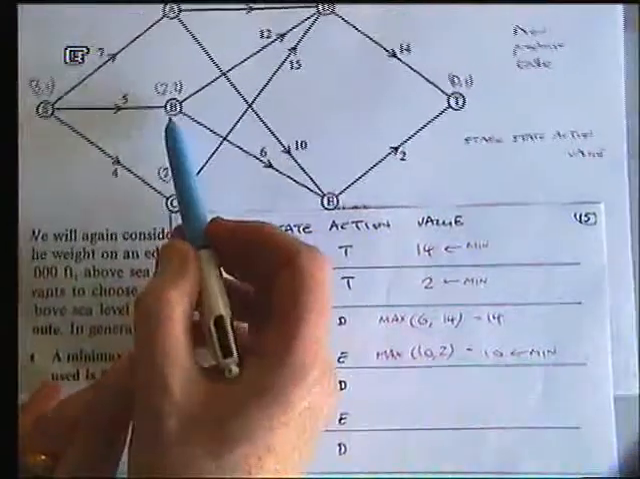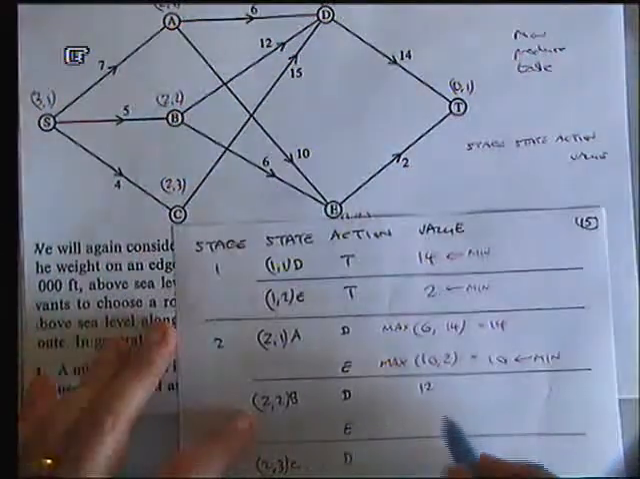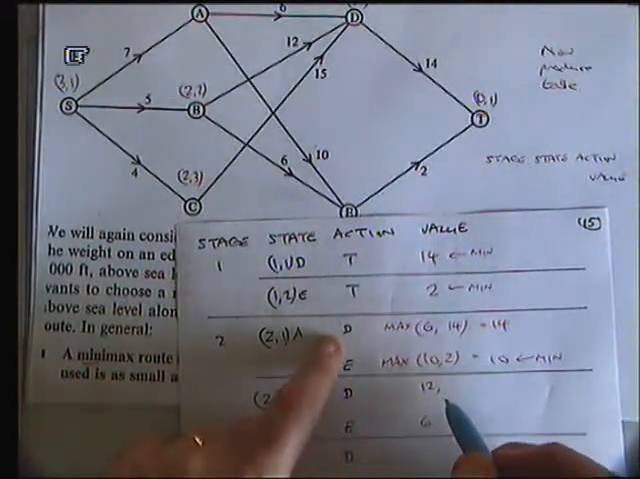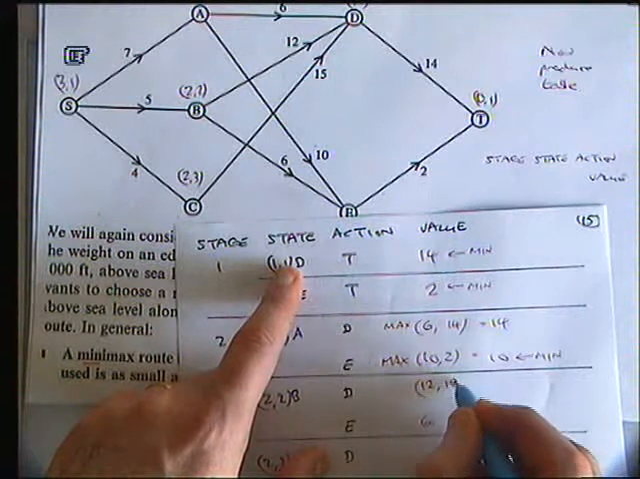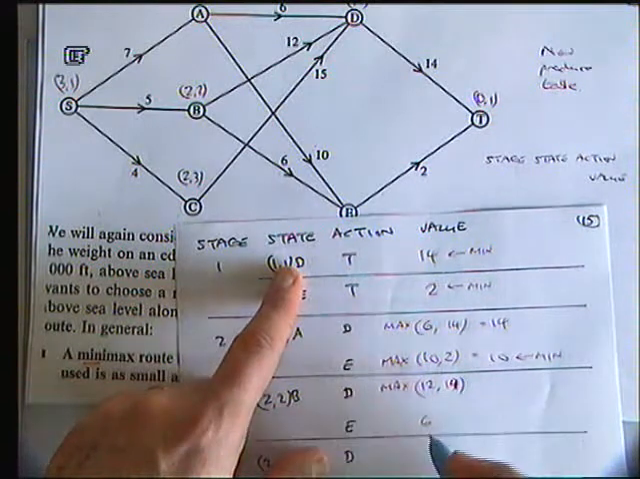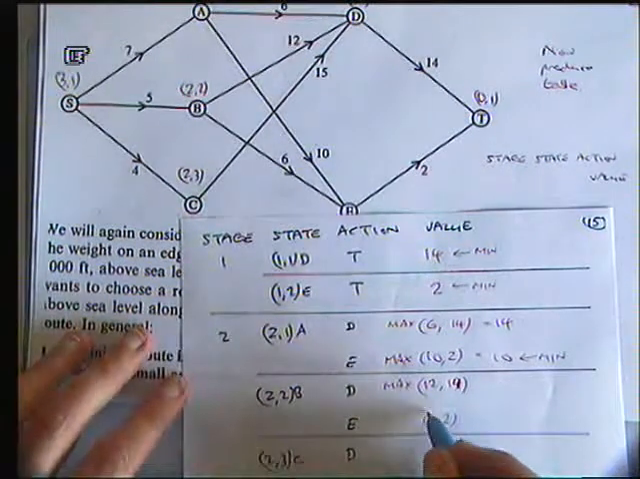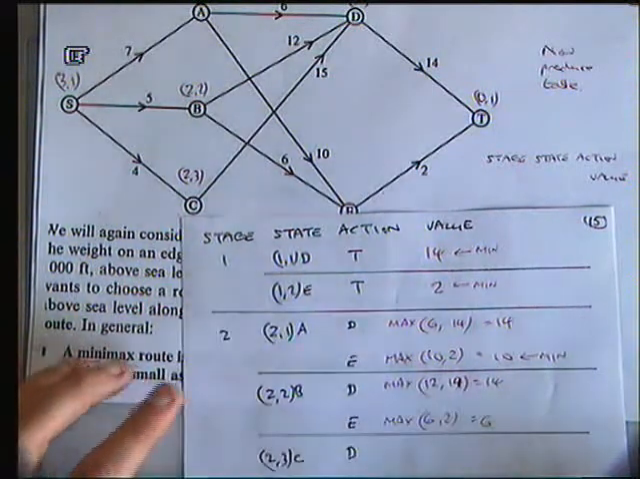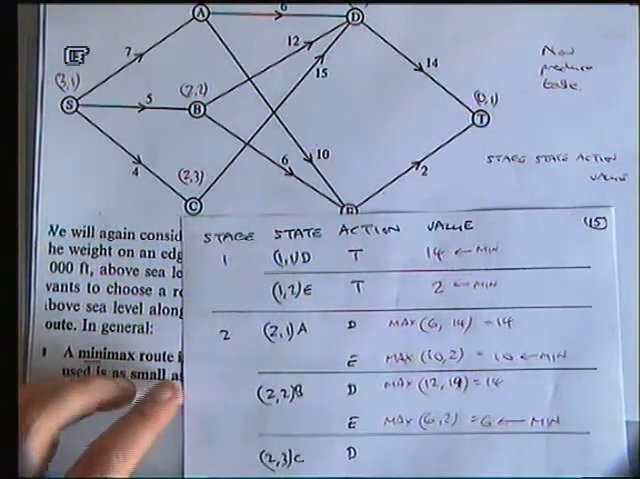So from 2, 2, which is here, going to D is 12. Going to E would be 6. And for D, we know the best thing for D in the state column is 14. So I'm maximising, looking at there, the maximum of 12 and 14. And after E, up here, E in the previous column is a 2. And the maximum of 6 and 2 is 6. But I'm looking at overall to minimise, so the minimal one will be that 6.